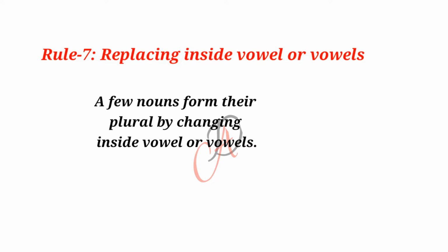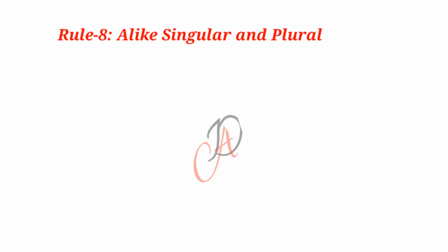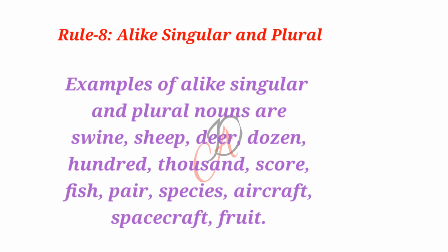Okay, let's move on to the most interesting rule, that is rule number 8. Alike, singular and plural. Some nouns have the singular and the plural alike. Examples of alike singular and plural nouns are sheep, dozen, hundred, deer, score, fish, pair, and so on.